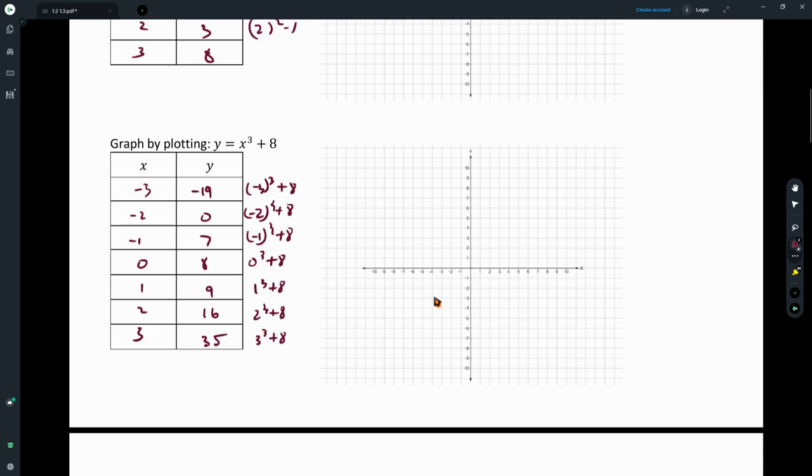All right, so just a bunch of arithmetic stuff that we have to do. So here's 0, 8, -1, 7, 1, and 9, 2 and 16. So 2 is already off the graph, but -2 is at 0. And then -3, that's way far down. So the graph looks like that. And it stretches out very, very quickly because it's cubic. So it climbs very quickly. And so there's the graph of a cubic function.